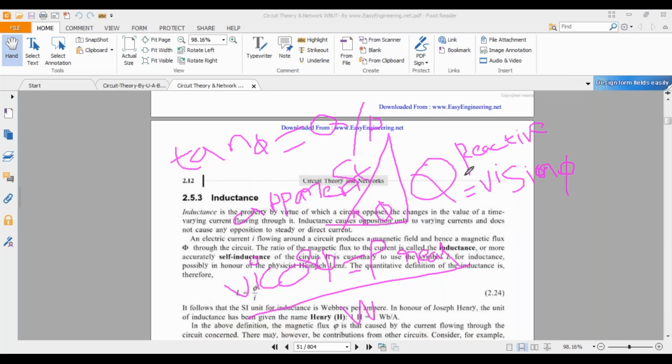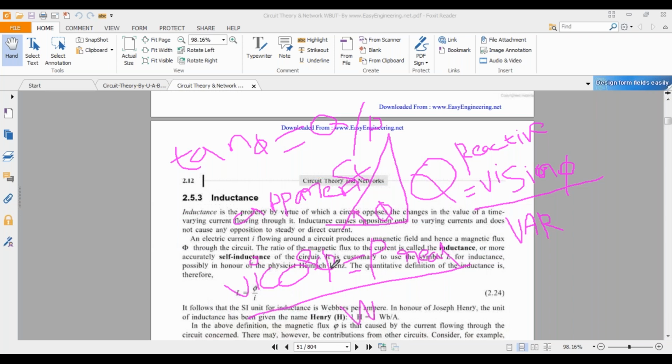Now, reactive power can be indicated with capital Q, which is given by VI into sine of this angle phi. Its unit for the reactive power is volt ampere reactive, VAR. Now, the unit for the active power is watts.